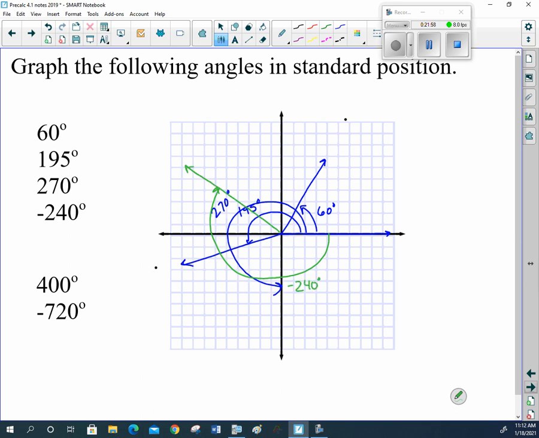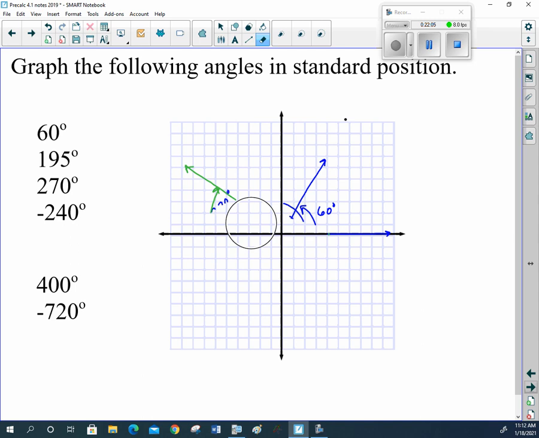Okay, that looks pretty sloppy. So now I'm going to erase all of that so we can see what we're going to do next. Those are all just when you started at your positive x-axis and rotated clockwise or counterclockwise. But what happens if you have to go more than one rotation? So this one right here, 400 degrees. Well, this is how you show that.